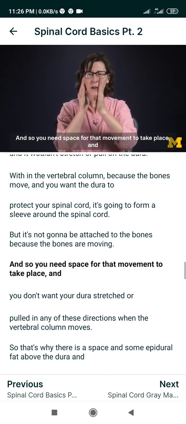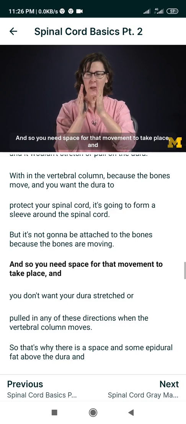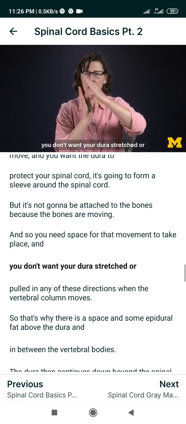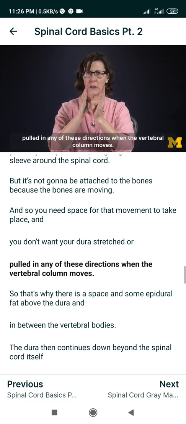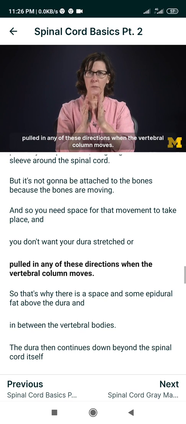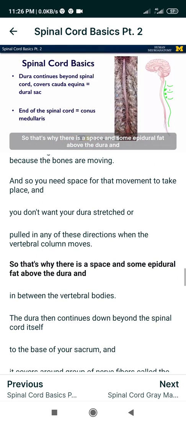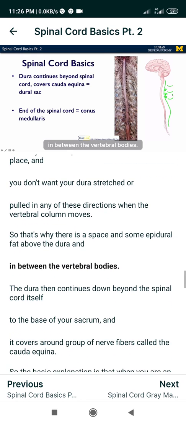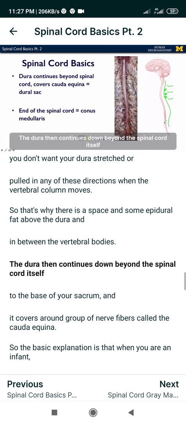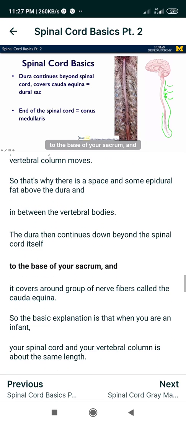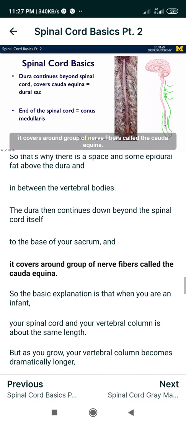You need space for that movement to take place, and you don't want your dura stretched or pulled in any direction when the vertebral column moves. So that's why there's a space and some epidural fat above the dura, in between it and the vertebral bones, the vertebral bodies. The dura then continues down beyond the spinal cord itself to the base of your sacrum, and it covers a group of nerve fibers called the cauda equina.